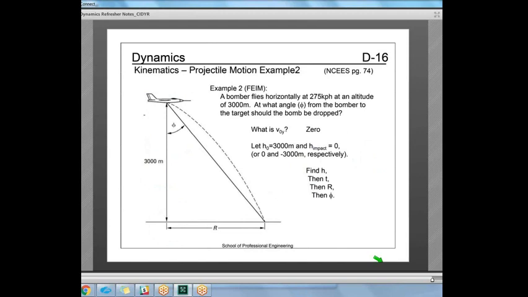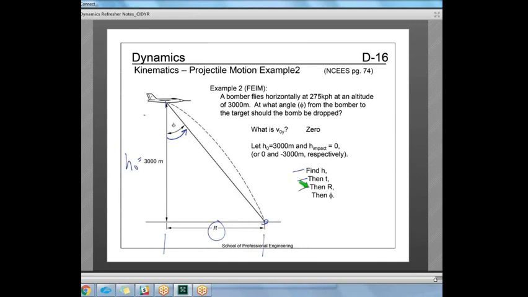This is a little bit of a twist on the typical projectile motion problem. Let's look at this one. We're going to talk about it briefly, then we'll give you a break, and we'll give you some time to work it, and we'll turn you loose on it. A bomber flies horizontally at 275 kilometers per hour at an altitude of 3,000 meters. At what angle phi from the bomber to the target should the bomb be dropped? Fortunately, they've given us a diagram to help us understand what they're talking about. Phi is how far an angle ahead you have to look to see your target at the moment you drop the bomb that's going to hit it.